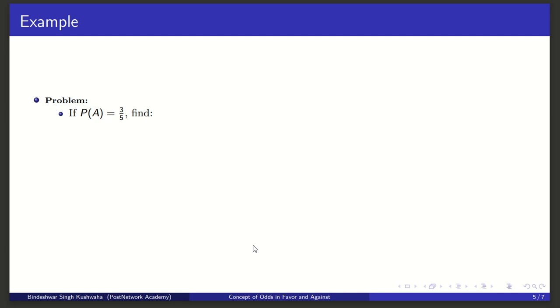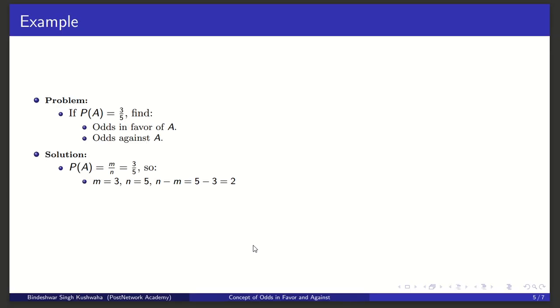Let us see another example. The probability of event A is 3 upon 5. So find the odds in favor of A and the odds against A. So let us see. The probability of event A is m upon n, 3 upon 5. So n minus m is equal to 2 and m is 3. So odds in favor of A are 3 ratio 2. Odds against A are 2 ratio 3.